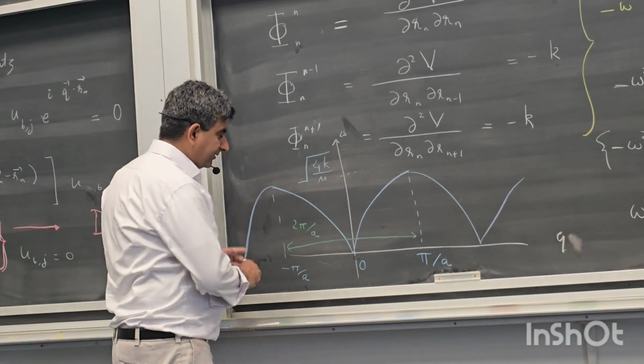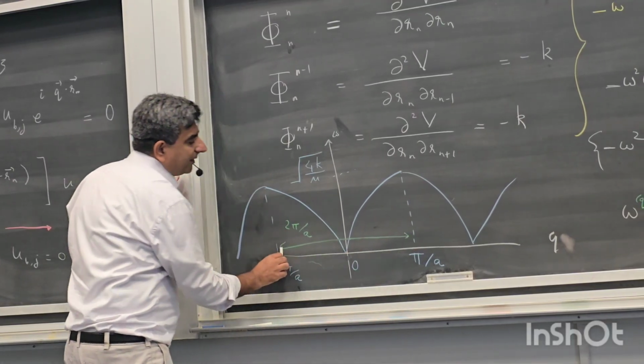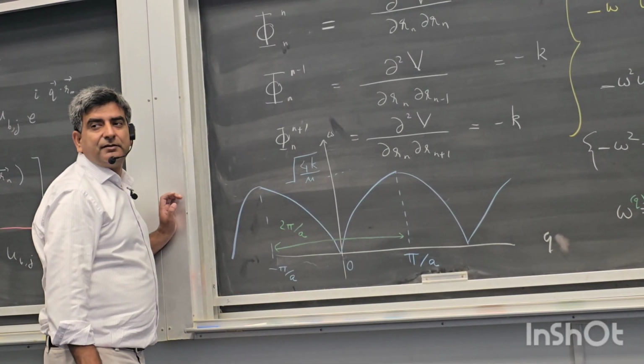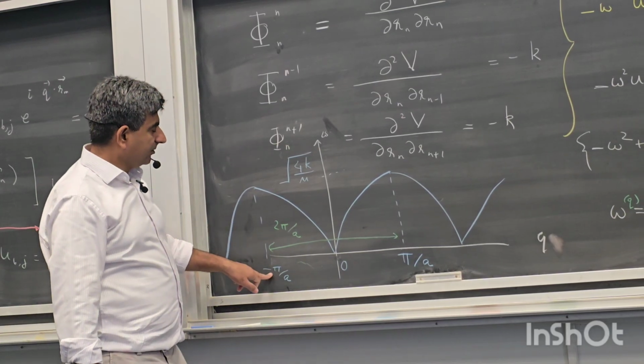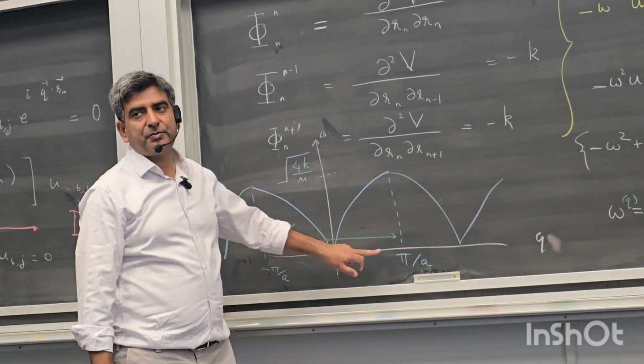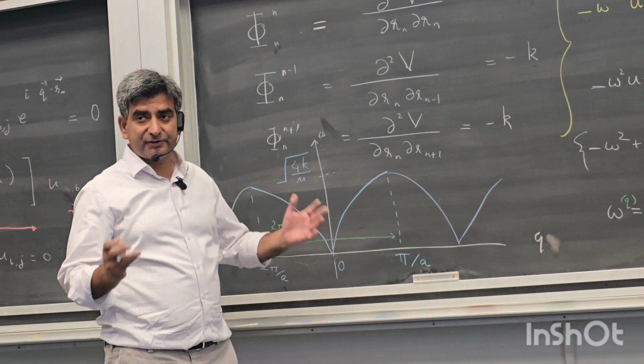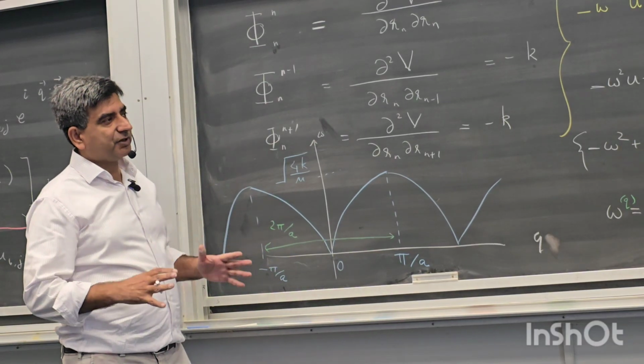And we'll see later that this region of this wave vector is called the first Brillouin zone. It extends from minus pi over a to pi over a, and its length is 2 pi over a. And we'll see how to construct these zones.